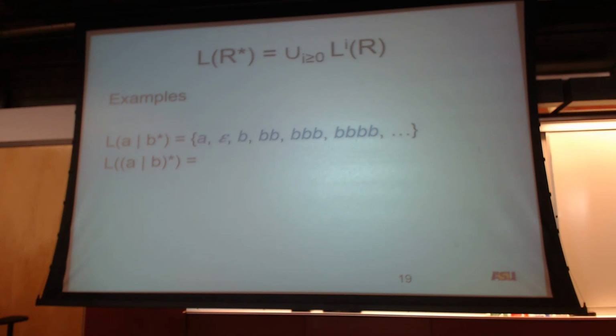Epsilon, yes, first of all you have to have epsilon. So here what you have is A bar B as your regular expression R, and you are computing L(R) star. So what is L(R) first of all? R is A bar B. So L(R) is A comma B.